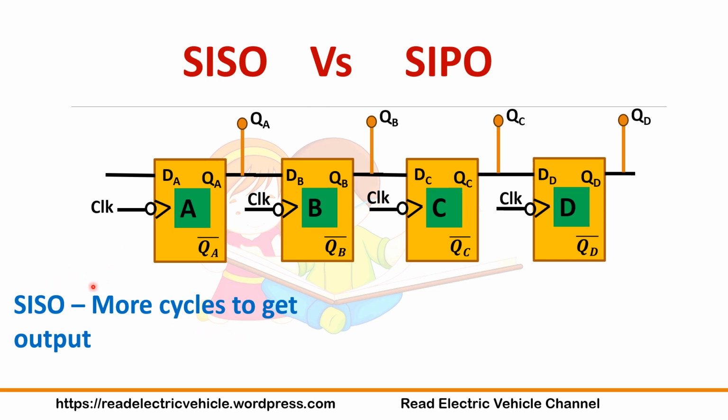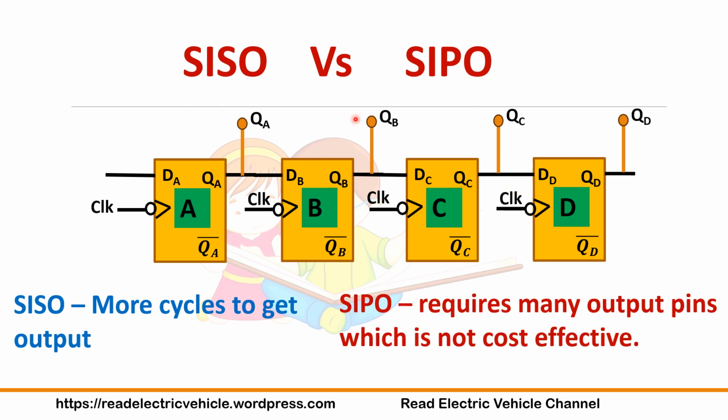So in serial in, serial out, you need more cycles to get the output. If you want to see the output, you have to give 4 more clock pulses so that you will see the output. But in serial in, parallel out, you are tapping everywhere. So every clock cycle you can see the output. But in case of a 4-bit, it looks economical. But when you have a 64-bit register or 128-bit register, taking all the pins out is not a cost-effective solution. So in such cases, serial in, serial out will be preferred.